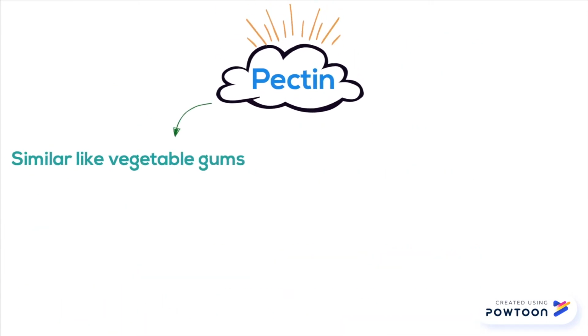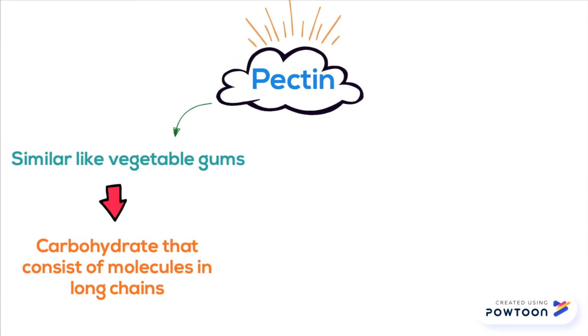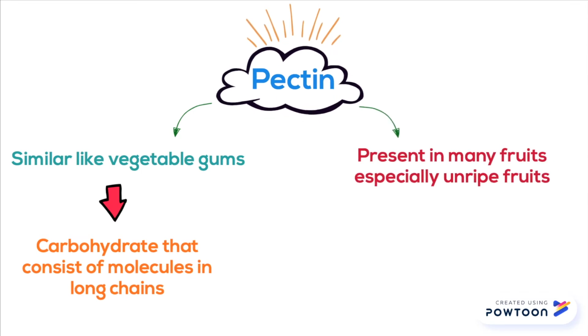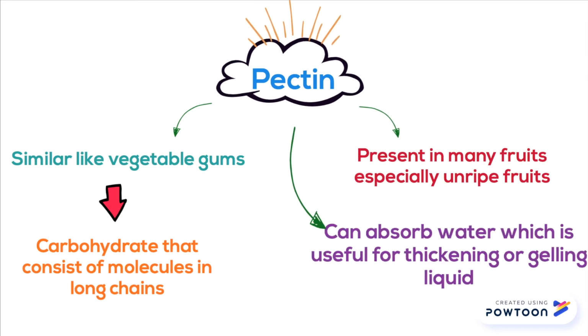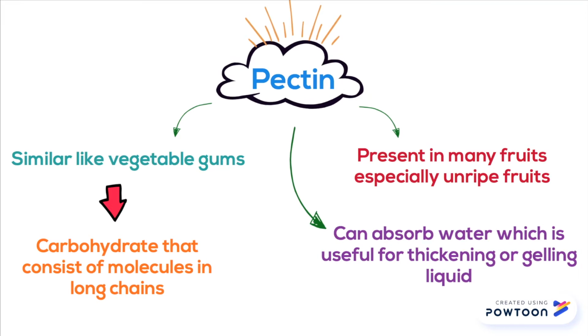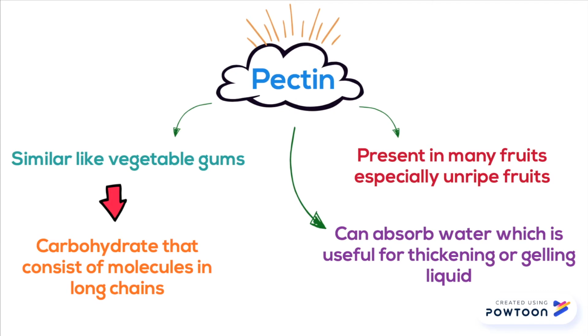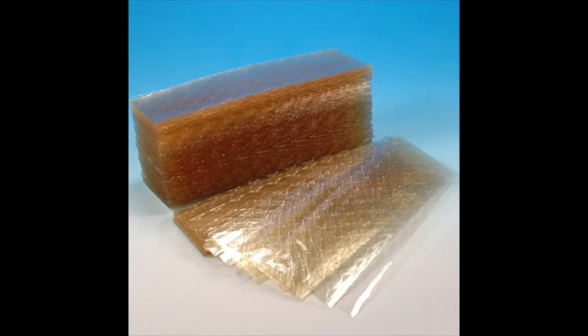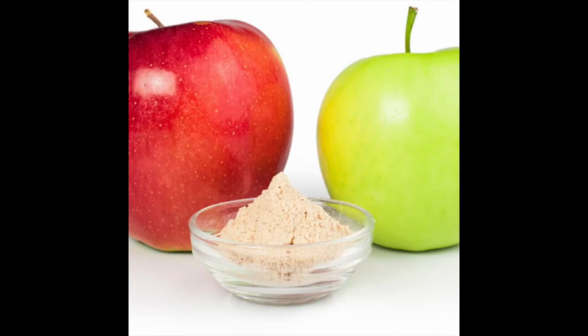Pectin. It's similar to vegetable gums. It is a carbohydrate that consists of molecules in long chains and is present in many fruits, especially unripe fruits, and pectin can absorb water, which is useful for thickening or gelling liquid. This is how sheet gelatin looks like, and this is how powder pectin looks like.